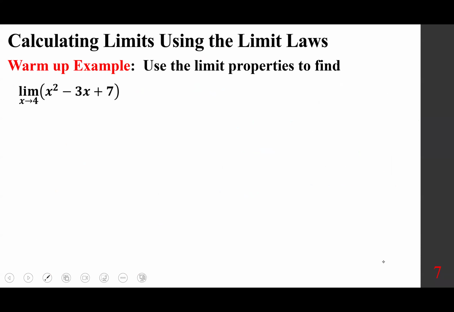All right, let's look at some warm-up examples. Use the limit properties to find this. Well, let's cut it into three limits. So the limit of x squared as x approaches 4, plus the limit of negative 3x as x approaches 4, plus the limit of 7 as x approaches 4. That's using the limit laws.